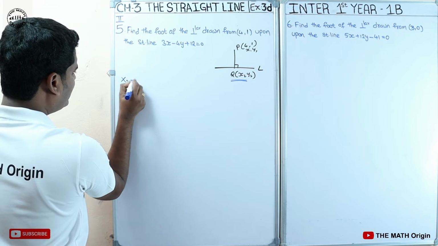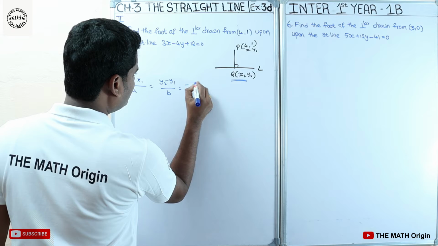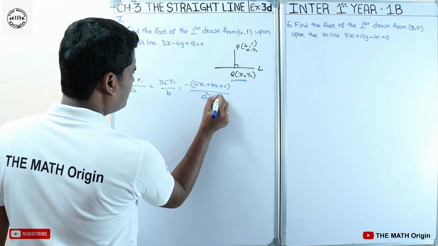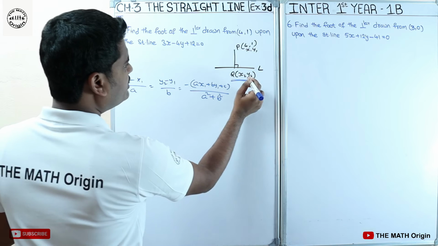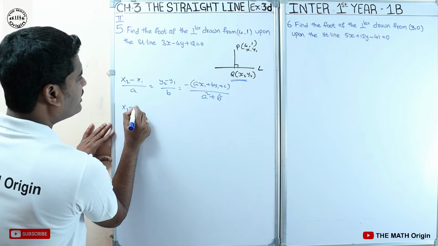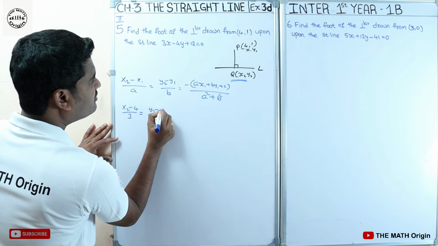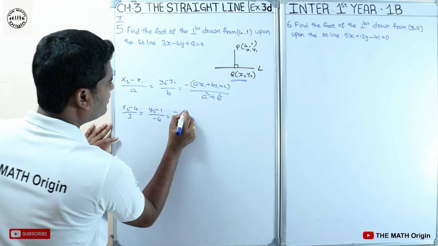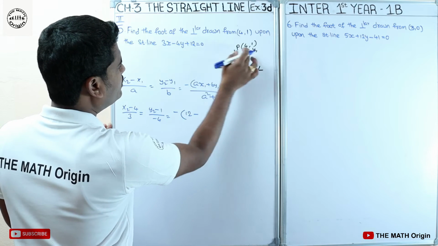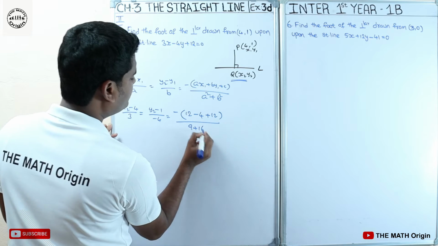So for that we have the formula: (x2 minus x1) by a equals (y2 minus y1) by b equals minus (a x1 plus b y1 plus c) by (a square plus b square). Now x2, y2 are the point which we need to find out, and P (x1, y1) is the given point. So (x2 minus 4) by 3, the a value, is equal to (y2 minus 1) by -4, the b value, is equal to minus (3 into 4, 12, minus 4 into 1, minus 4, plus 12) by (3 square, 9, plus 4 square, 16).